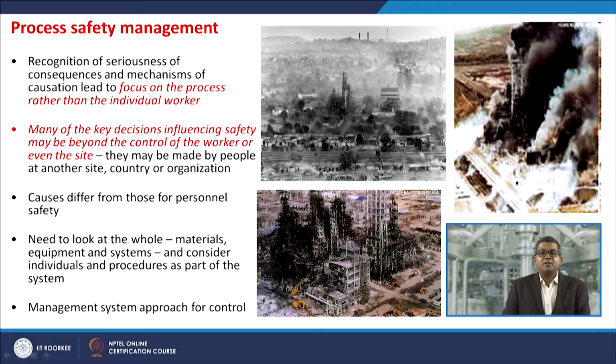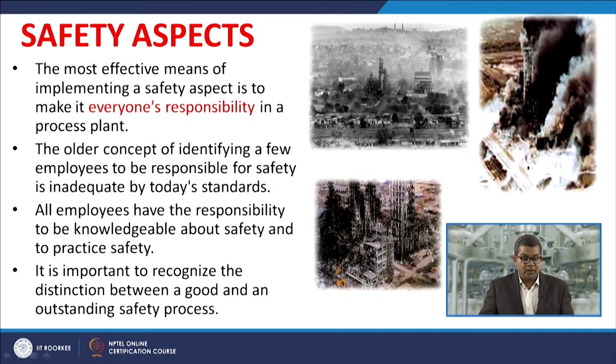Now, process safety management is a very good concept. It focuses on the process rather than the individual worker, and many of the key decisions influencing safety may be beyond the control of the worker or even the site. If you recall the previous slides, there are certain external factors, and you need to analyze all those factors. Their causes differ from those of personal safety. So you need to look at the whole material, equipment and system, and consider individual and procedural aspects as part of the system. You need to go for a management system approach for control.